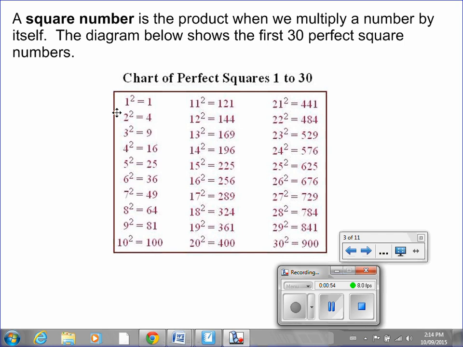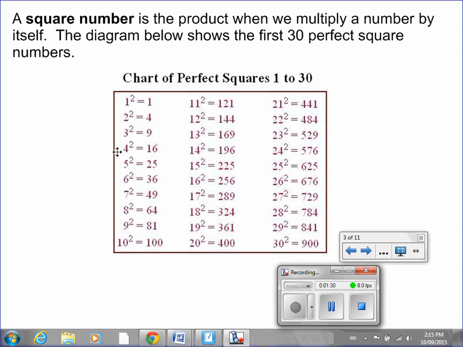And I know when you first look at these, you think, oh, this is 1 times 2. That's not the case. 1 is our base number, 2 is our exponent, and what this means is 1 times 1, which equals 1. Okay, 2 to the power of 2 means 2 times 2, which equals 4. 3 to the power of 2 means 3 times 3, which equals 9. 4 to the power of 2 means 4 times 4, which equals 16, and so on.